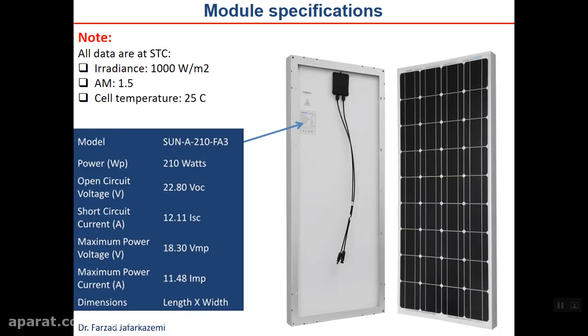Generally, these 5 parameters are written on a label which is attached to the back side of the panel, and in the catalog, the data sheet of the panel. You may remember that these are all at the STC condition. What is the STC condition, or standard test condition? It's a condition of radiation 1000 watts per square meter, an air mass of 1.5, and a cell temperature of 25 degrees C. So the data which are shown on the back side of the panel and in the data sheet are at STC.